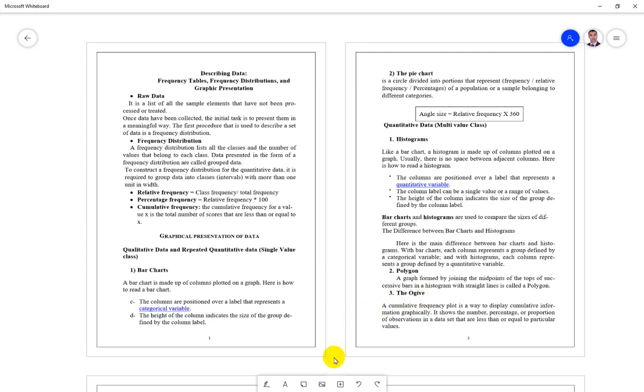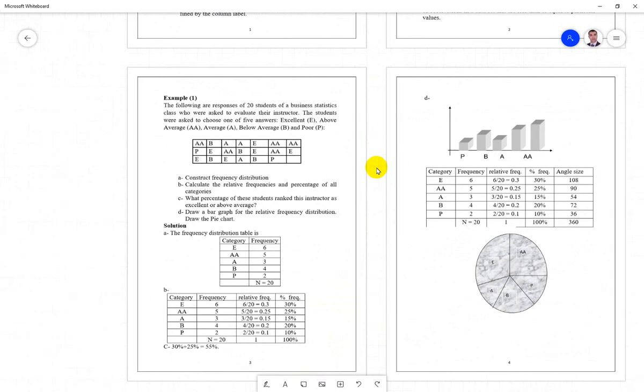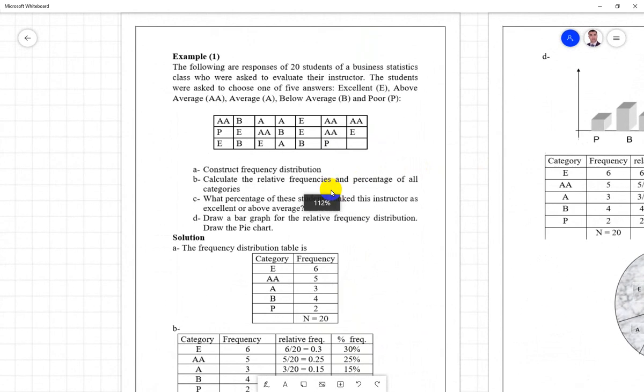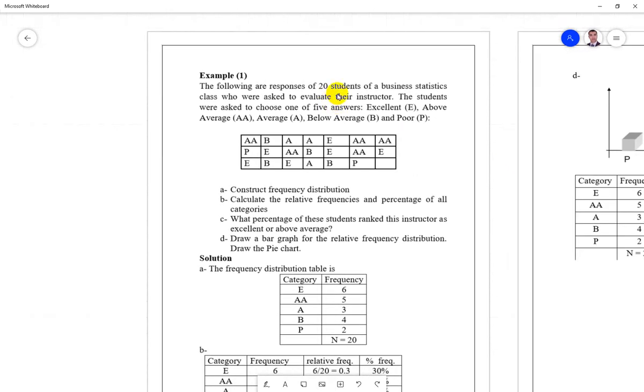So directly now I will start the applications. Example 1 for the qualitative data. Assume we have 20 students, and we ask each of these students for his evaluation of the instructor. So now we have one table. In that table we have the 20 values, the first value, second value, and so on. These values mean the evaluation of the instructor by the 20 students. So the first student evaluated the instructor as AA, which means above average.